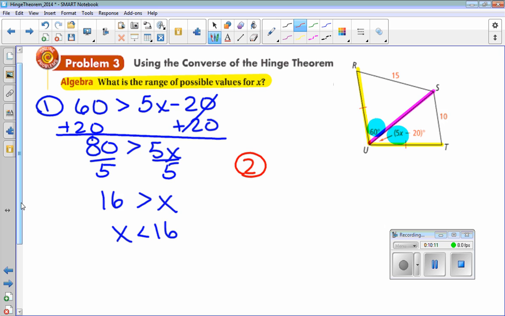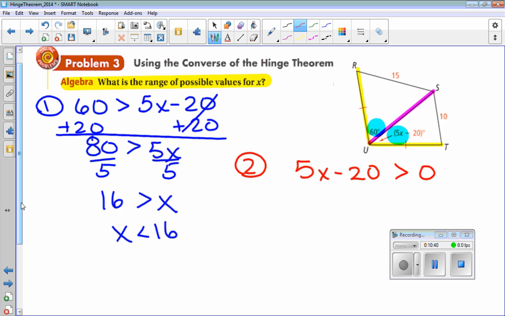Okay. Well, let's see. Be careful just a second. What I do know is that the angle with X in it, this angle here, has to be bigger than 0. Would you agree with that? This angle has to be bigger than 0. I don't know how much bigger than 0, but it at least has to be a positive degree measure. By doing that alone, that will give you the other end of the range.